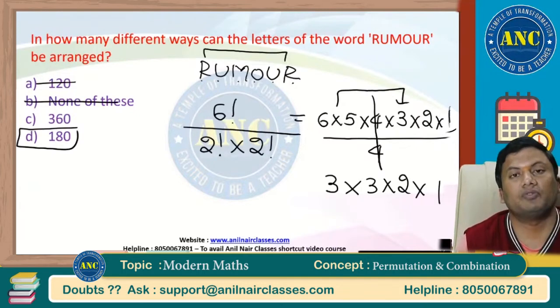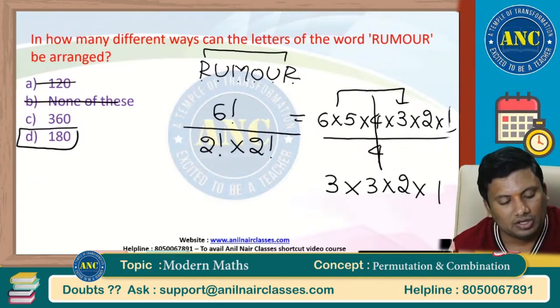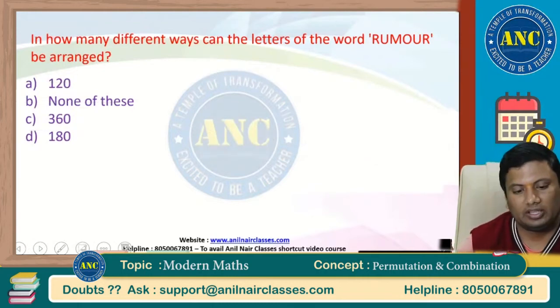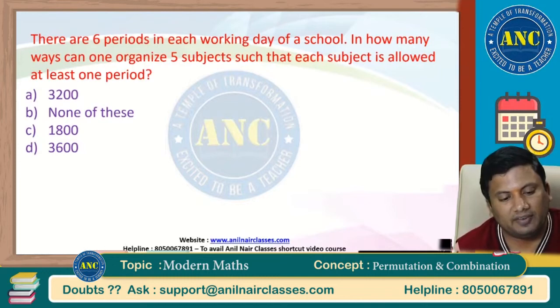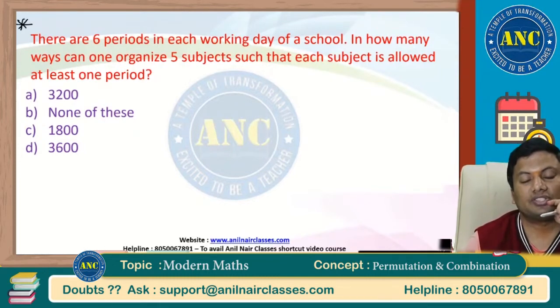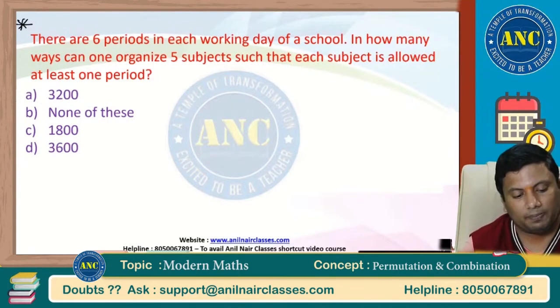If you are stuck with the same digital sum, go by the generic calculation. This we already did. Now this is a very, very good question, sir. First read the question. There are 6 periods.